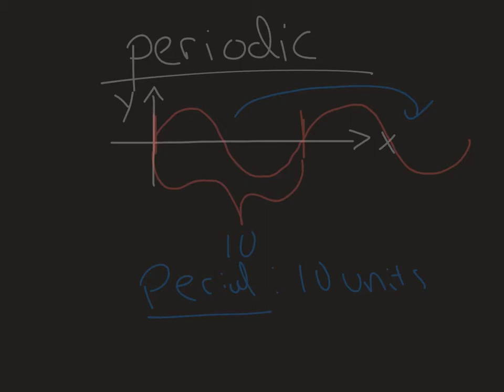And once you have a function that repeats itself, that makes it a periodic function. That's all that a periodic function is: one that begins to repeat itself. So if you look at a function like, say, y equals x squared, that would not be periodic because there is no repeat here.